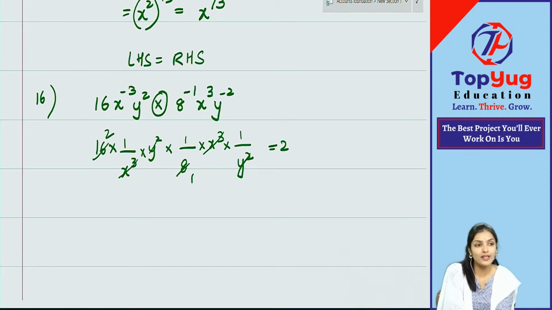So x to the power minus 3, I can write it as 1 by x cube, y square as it is. A to the power minus 1, I can write it as 1 by 8, x cube as it is. And y to the power minus 2, I can write it as 1 by y square. So I am cancelling the like terms. So I am left over with 2.